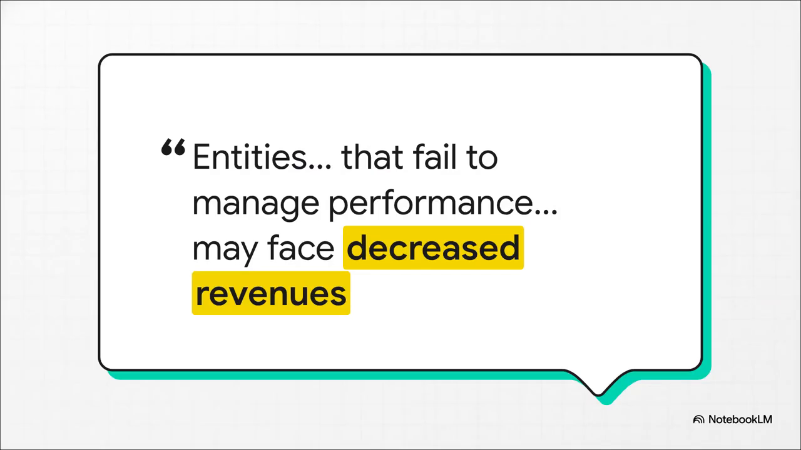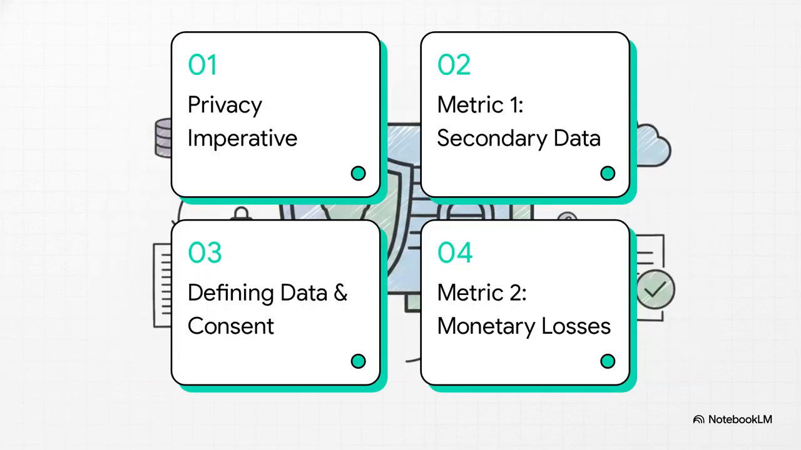And the framework itself makes the stakes incredibly clear. Failing to manage these privacy risks isn't just about getting a slap on the wrist from regulators. It directly erodes consumer trust, which, as you might guess, leads to higher employee turnover and ultimately severe financial consequences. It is, quite simply, a bottom-line issue. Okay, let's dive into this.